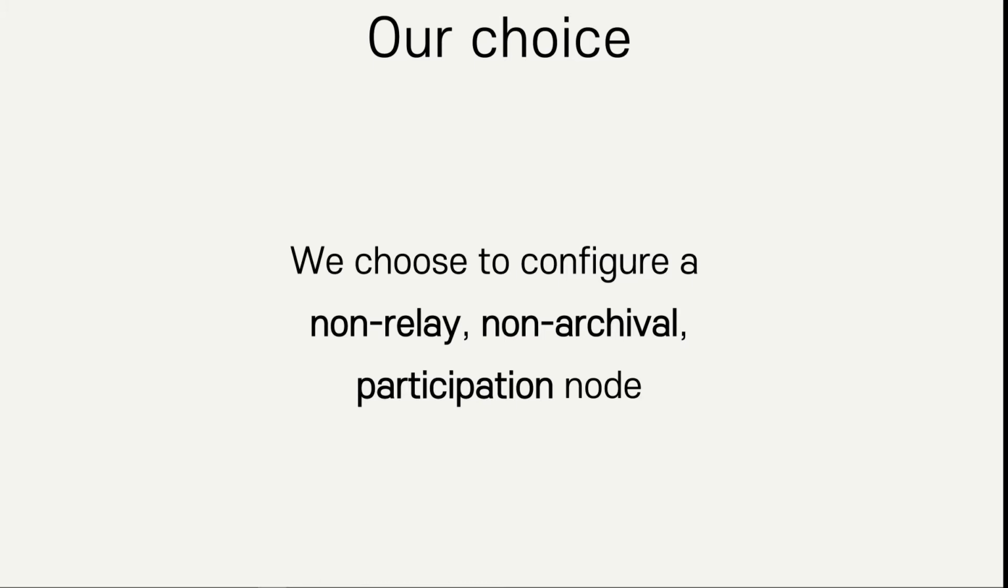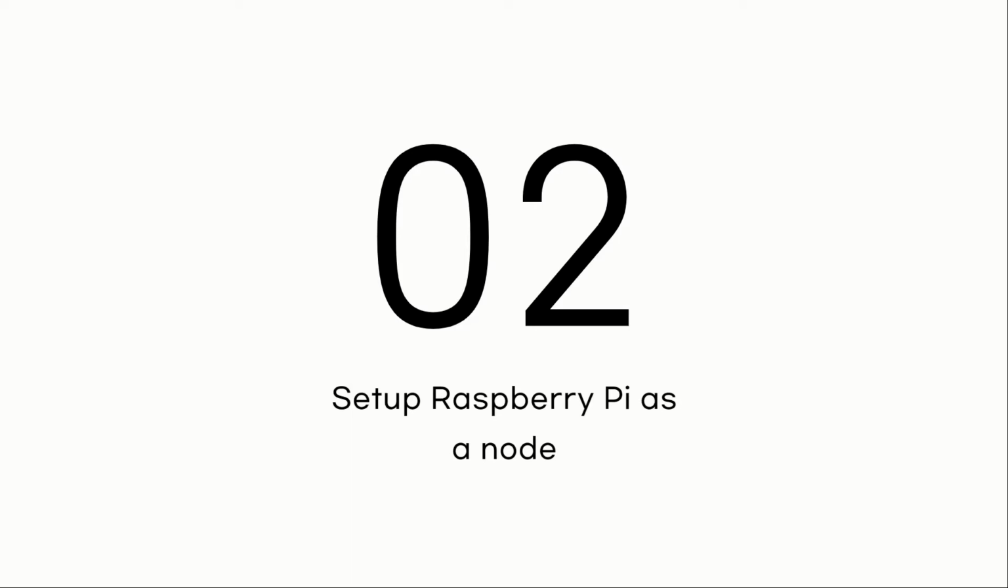So our choice is to configure a non-relay, non-archival participation node, which we will introduce in the following steps. So without further ado, let's set up our Raspberry Pi as a node.